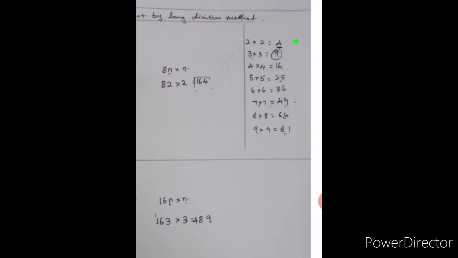2 into 2 is 4. So take and write in the place of n, 2 into 2. So 2 2s are 4. Then 2 8s are 16.